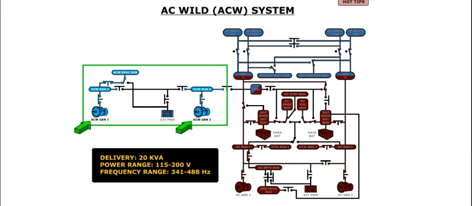Some systems on the aircraft are hydro items and require a different source of AC power. This source is called the AC Wild system, which is powered by two propeller-driven AC generators. These brushless generators are air-cooled and deliver 20 kilovolt amps. The reason these generators are called wild is because they generate between 115 and 200 volts of power at a frequency that ranges between 341 and 488 Hz. The frequency depends on the propeller speed.